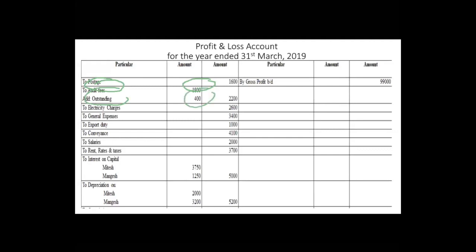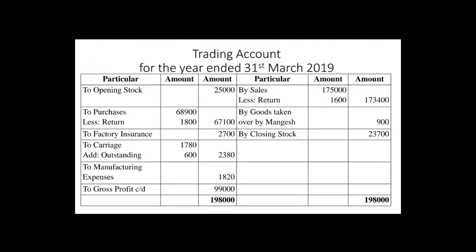How much outstanding is given? It is given as 400. So 1800 plus 400 is how much? It is 2,200, which we are going to write in the second column. So audit fees 1800, add outstanding 400, the total is 2,200. Now the second outstanding is on carriage. Where is your carriage? Your carriage is in the trading account. Again, we have already written carriage in the first column as 1,780.